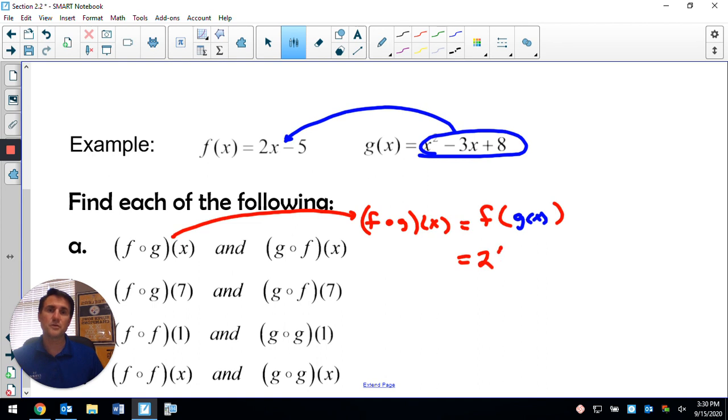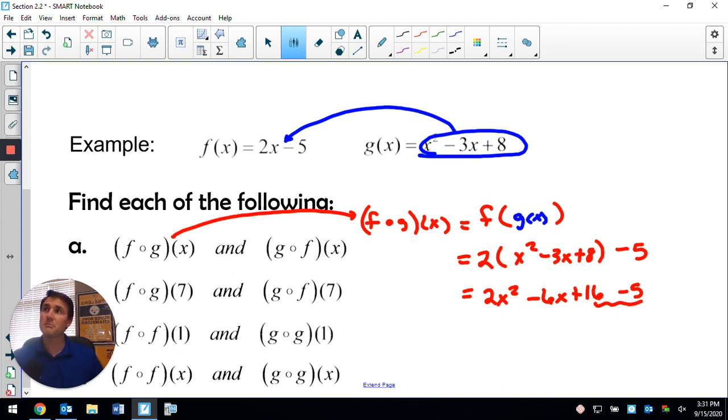We'll take 2, and not x, not 2x, but 2 of the function g's, so x squared minus 3x plus 8, and then minus 5. So that's the rest of the f function. And then we're just going to simplify it. So we'll distribute through the parentheses. We'll get 2x squared, minus 6x, plus 16. And then we also have that minus 5 tagging on the end. So what can we do here at the very end? We can combine those like terms. So we'll get 2x squared minus 6x plus 11.